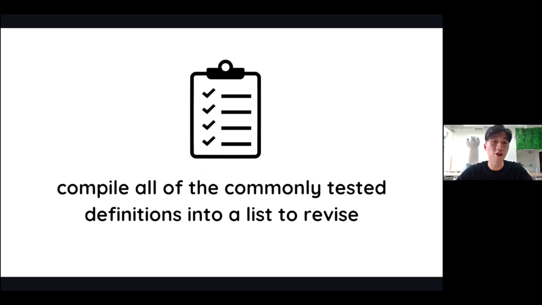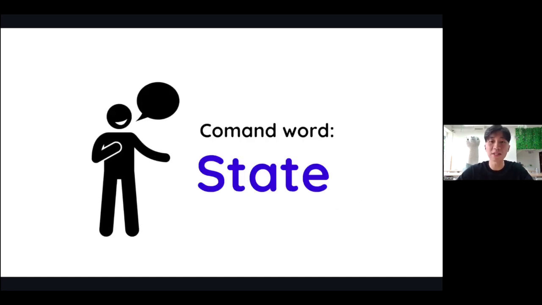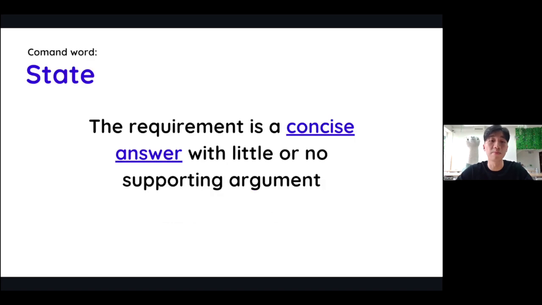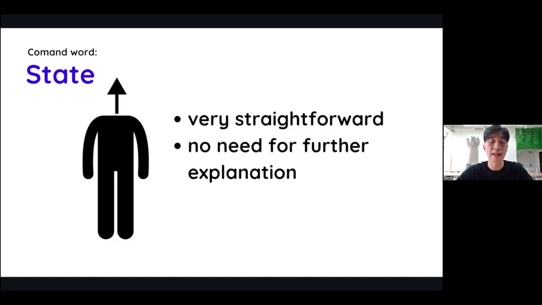Now, for questions that have the command word state, the requirement is a simple, concise answer with little to even no supporting argument being required. It could be a numerical answer that can be obtained just via inspection. In other words, the answer here is meant to be extremely straightforward and there's no need for further explanation. Now, for chemistry specifically, you might want to be careful if they're asking for you to state the chemical formula or the chemical name. Just be careful on that.